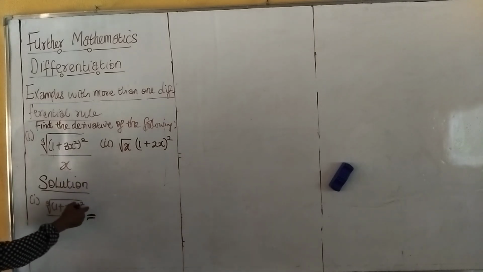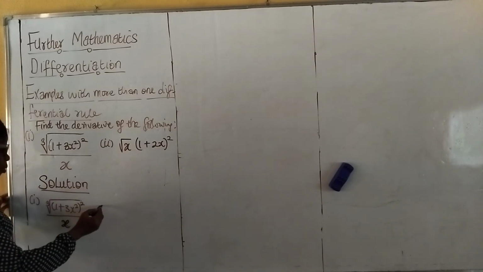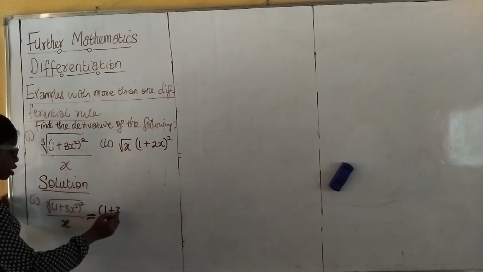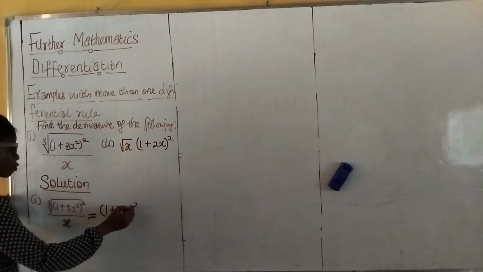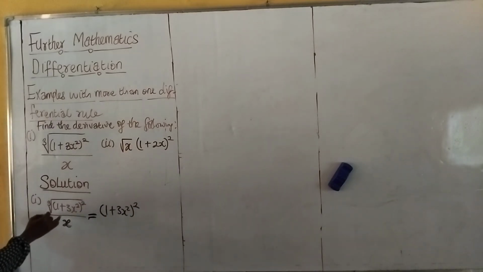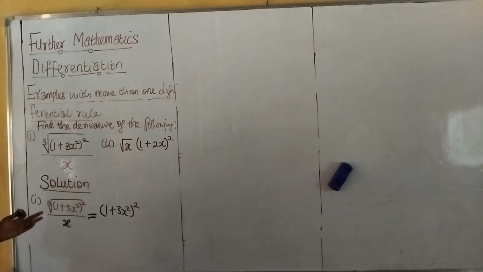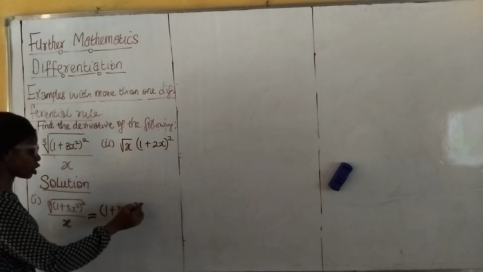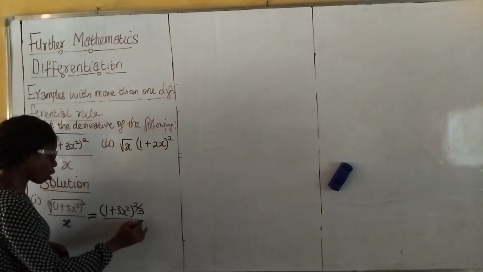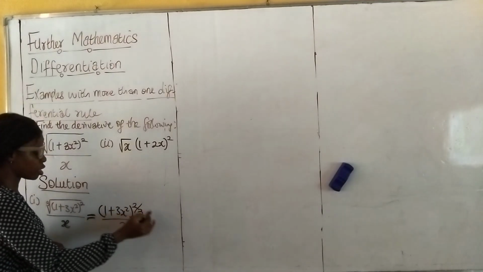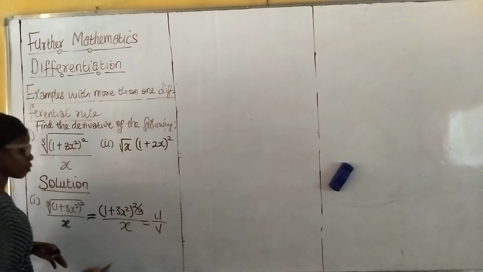First of all, we need to reconstruct the numerator to be this, 1 plus 3x squared raised to the power of 2. Remember that this is the cube root of this. Another way to write cube root is just to the power of 1 over 3. 2 times 1 over 3 will give us 2 over 3, all over x. So we call this our u and this our v.